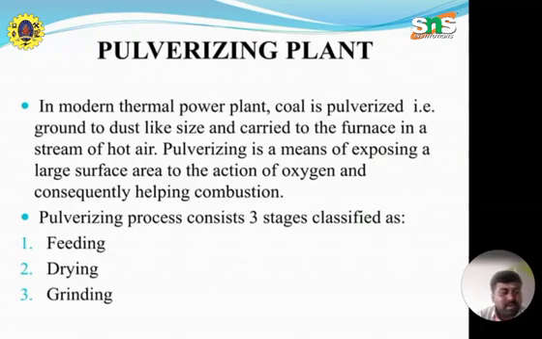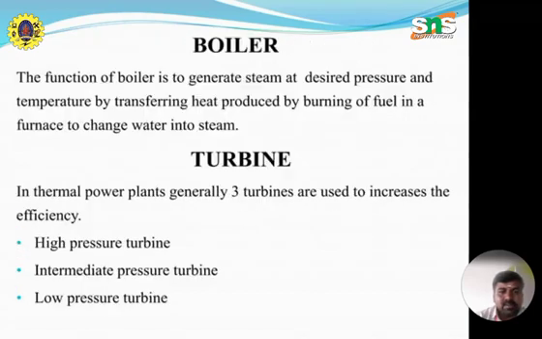Pulverizing plant: in modern thermal power plants, coal is pulverized, ground to dust-like size and carried to the furnace in a stream of hot air. Pulverizing is a means of exposing a large surface area to the action of oxygen and consequently helping the combustion. The pulverizing process consists of three stages: feeding, drying, and grinding.